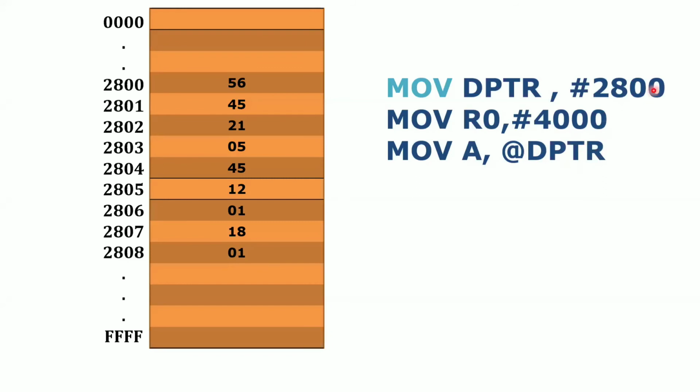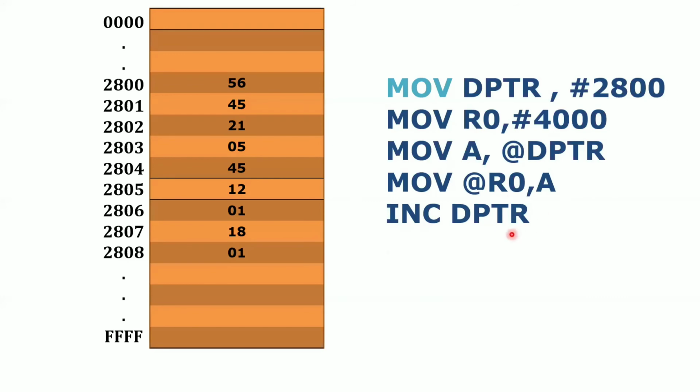What is the memory location? 2800. In 2800 I am having the value 56. That will be copied into the A register. Now what I am doing? I am copying the 56 value into the location that R0 register points to. R0 consists of the value 4000. That means your 4000 is pointed out by R0, right?